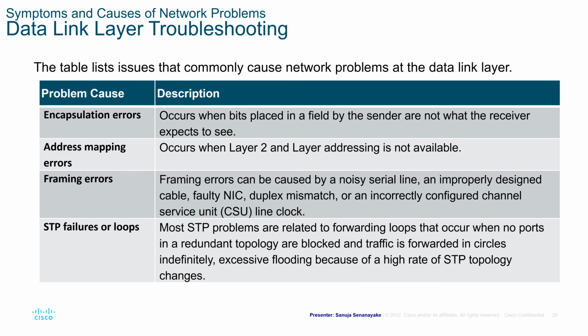STP failures or loops. STP problems are most likely related to forwarding loops, which occur when no port in a redundant topology is blocked and the traffic is forwarded in circles indefinitely, excessively flooding, causing a high rate of STP topology changes. So that is another issue that could happen in the data link layer.